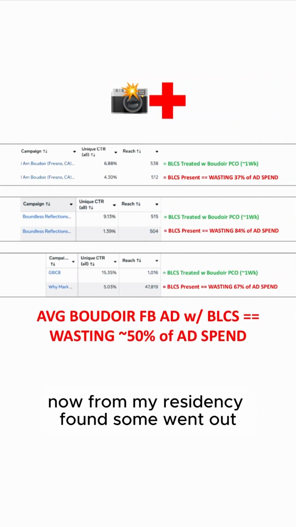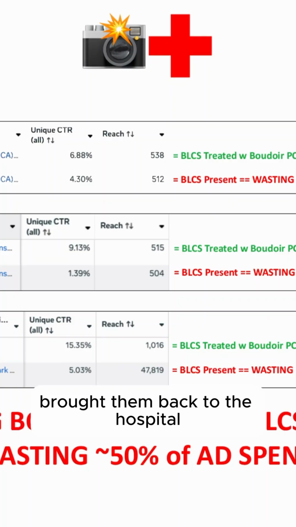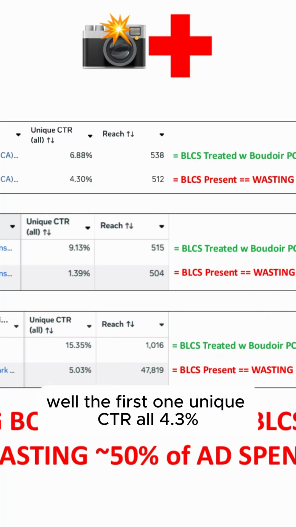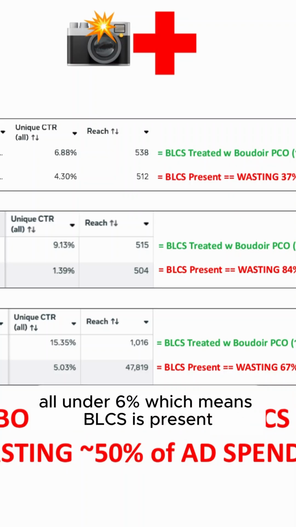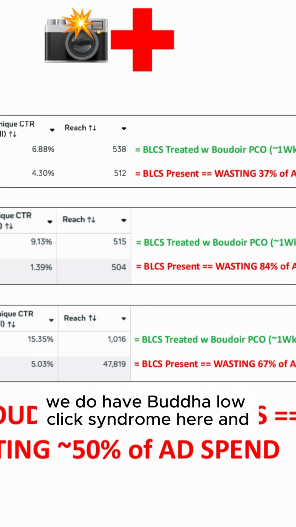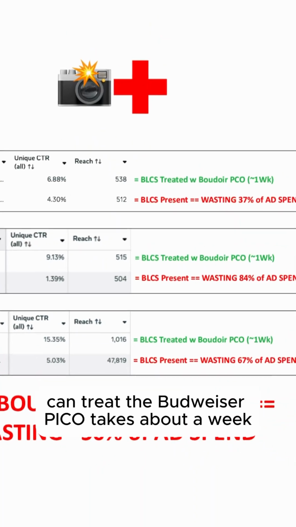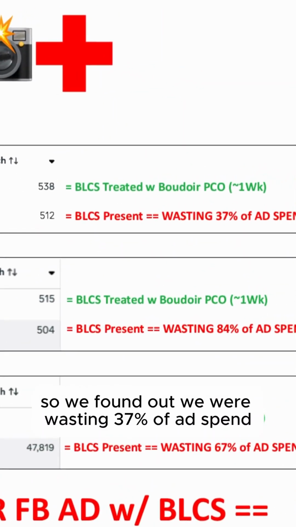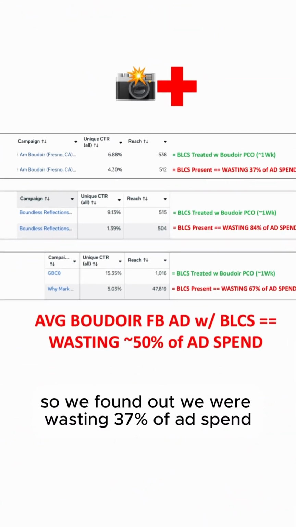Now, from my residency, I found some Boudoir Facebook ads, brought them back to the hospital, and tested them. The first one had a unique CTR of 4.3%. Okay, that's unique CTR under 6%, which means BLCS is present. Therefore, we do have Boudoir low click syndrome here. But that's fine. We got the treatment, we can treat it with Boudoir Pico, takes about a week. And we got the unique CTR up to 6.88%. So we found out we were wasting 37% of ad spend.